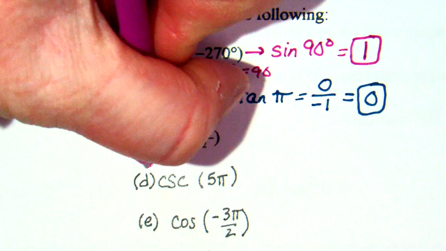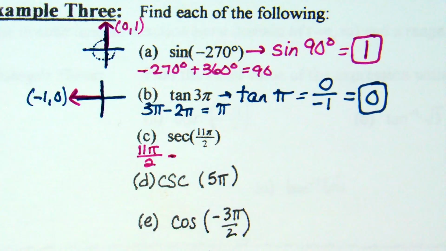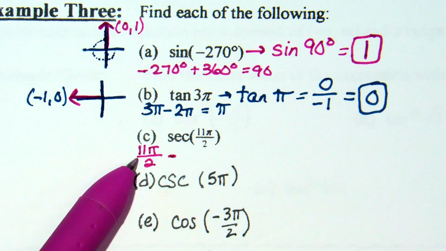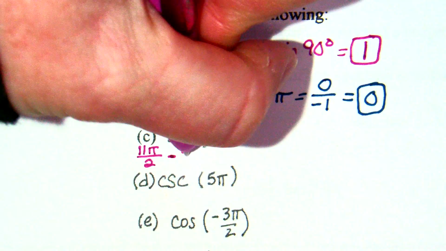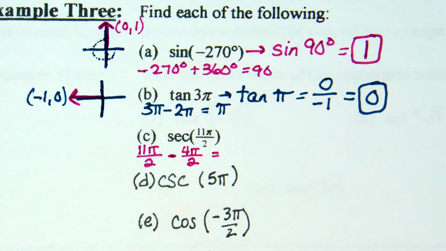Okay. What is 2 pi if I want a denominator of 2? 4 halves, right? 4 divided by 2, 4 halves is 2. So 4 pi over 2 is what I'm subtracting. 11 halves minus 4 halves. 7 halves?